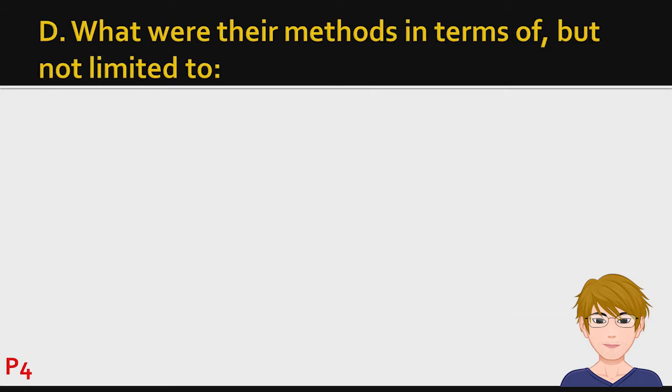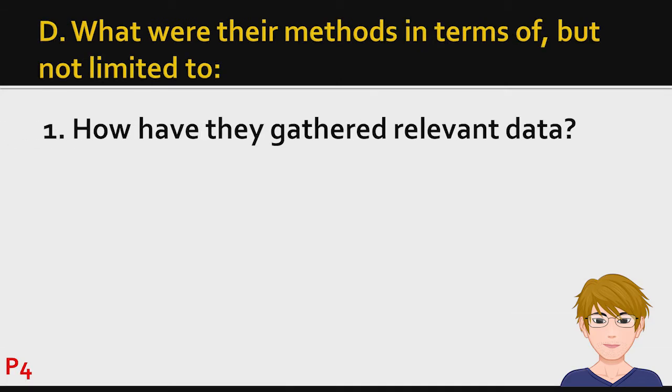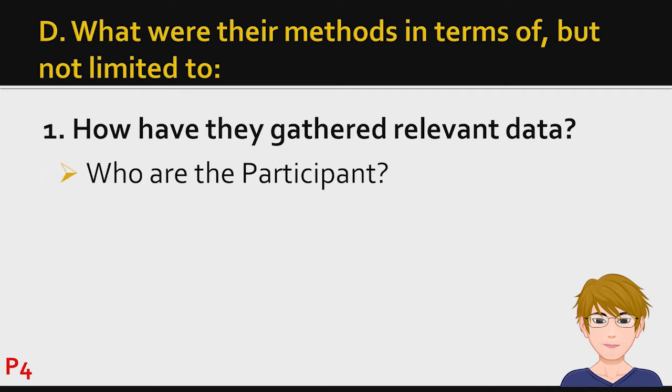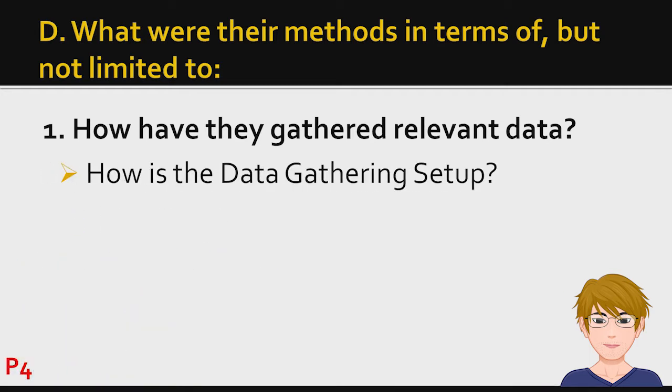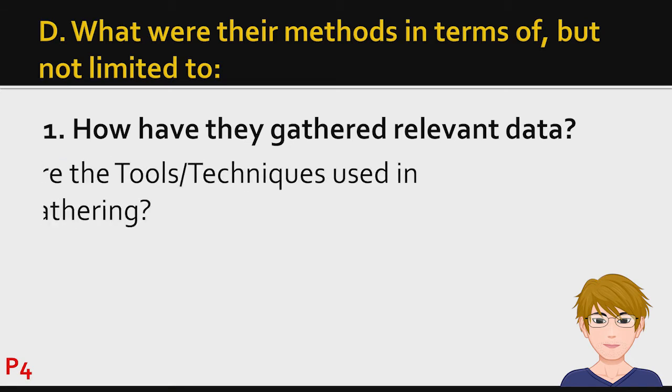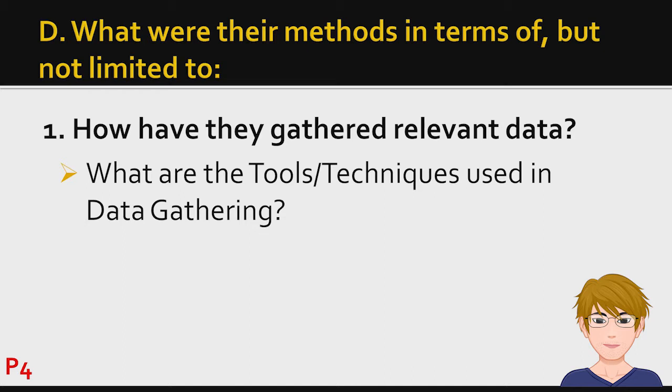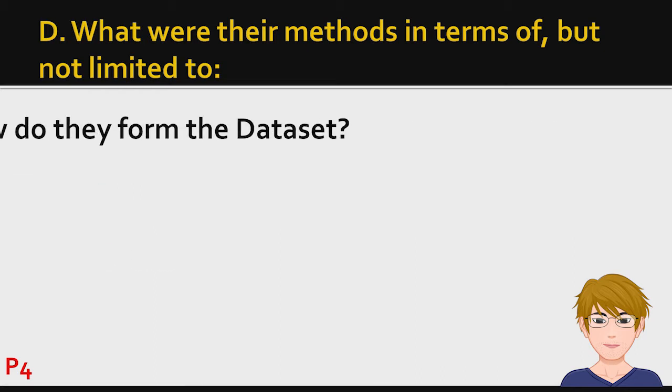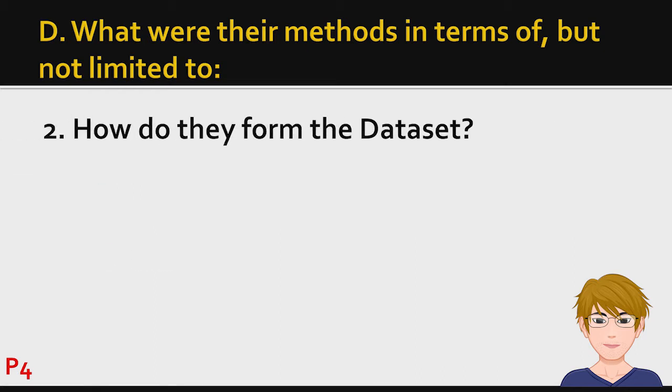So what were their methods in terms of, but not limited to? Number one, how have they gathered the relevant data? Who are the participants? Passengers. Okay, next is how is the data gathering set up? So from the passengers' record. Okay, next is what are the tools and techniques used in the data gathering? Not applicable. Okay, number two, how do they form the data set?